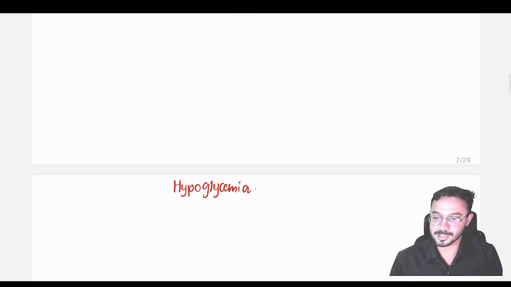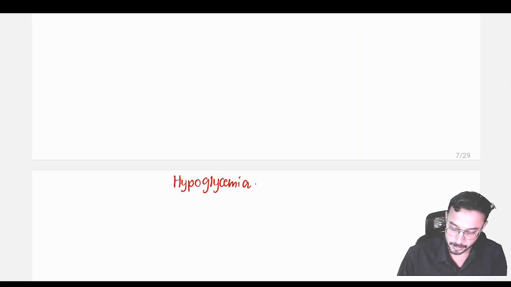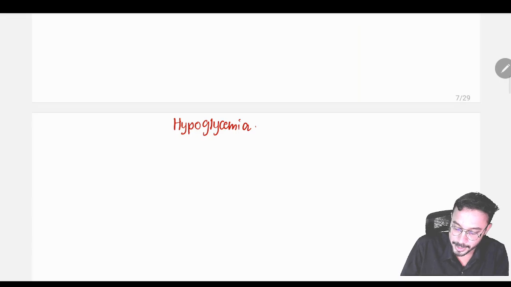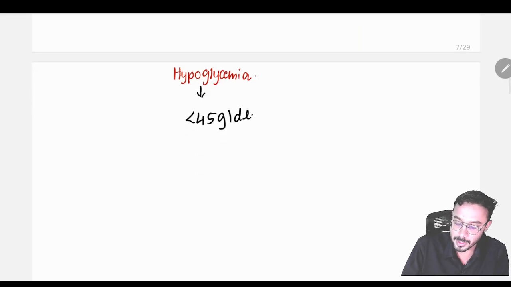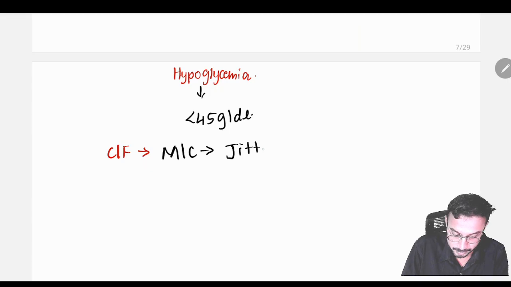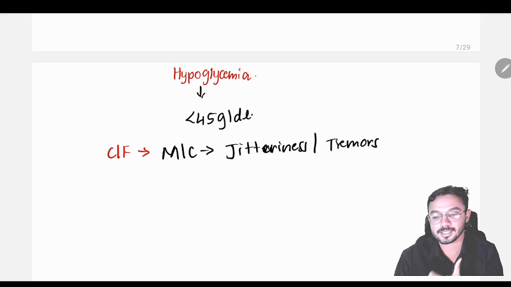And next, hypoglycemia. If anybody asks what is the cutoff for hypoglycemia: the blood glucose level or plasma glucose in the baby is less than 45 mg per dl, then that is known as hypoglycemia. So what are the clinical features? First, the most common clinical feature is jitteriness or tremors. You can find this jitteriness or tremors in the baby.